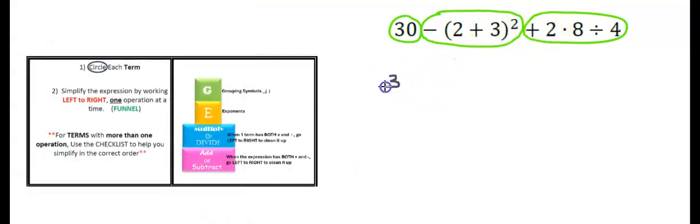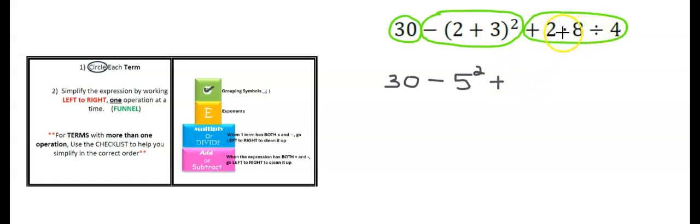So we go 30 minus. Now we've got to go to our checklist. We have grouping symbols and an exponent. Grouping symbols comes first. So I'm going to do 2 plus 3 and I get 5. Remember, I'm only doing one operation at a time. So I'm going to write 5 squared. The squared comes down. I haven't done it yet. Here's that plus sign. It's right here. Now I got to clean this up.